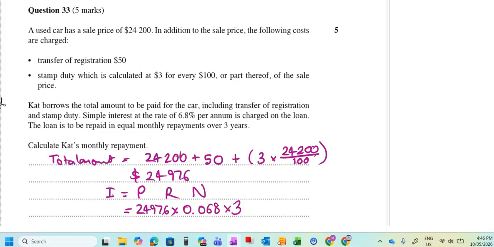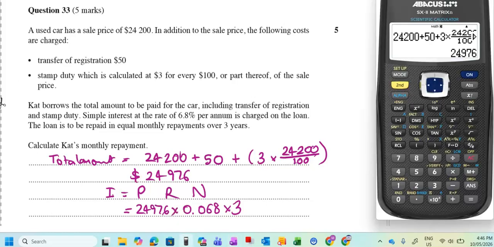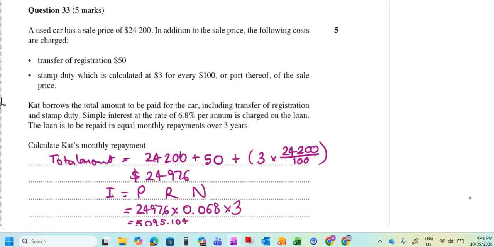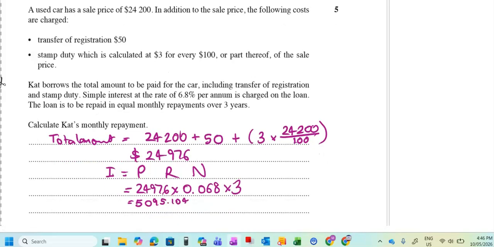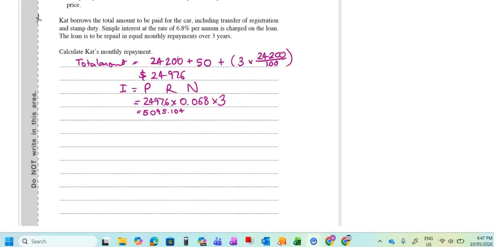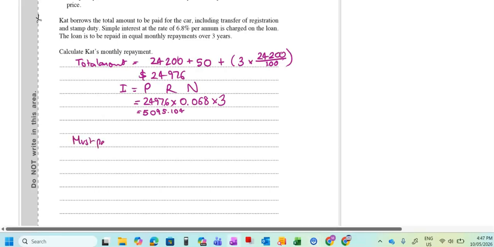So I can put all that in my calculator. That answer times 0.068 times 3, I get 5095.104. So I must pay both the principal and the interest. So I must pay principal plus interest.